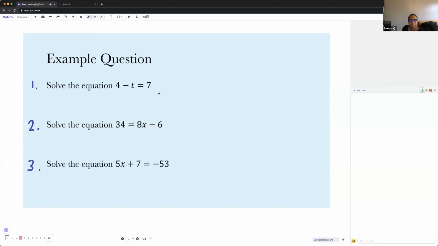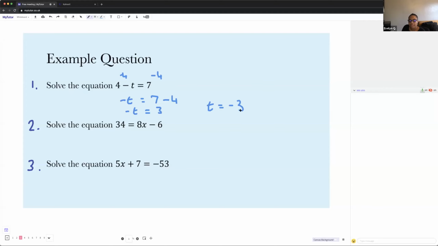So I want to get t by itself. So I could get rid of the 4. I would still have minus t on the left-hand side. If I subtract 4 from both sides, I've got minus t equals 7 minus 4. 7 minus 4 is 3. But remember, this is minus t. It isn't t, and we always want to get t by itself. So if I know that minus t equals 3, then that means t equals minus 3.